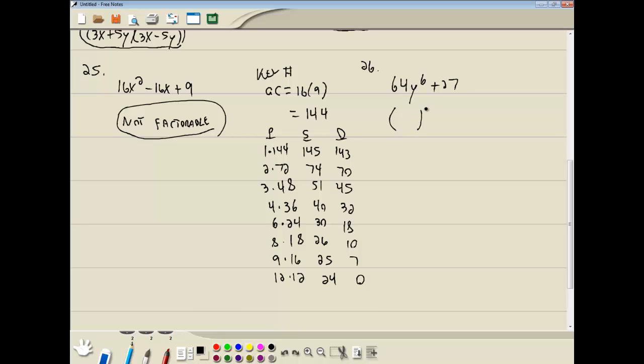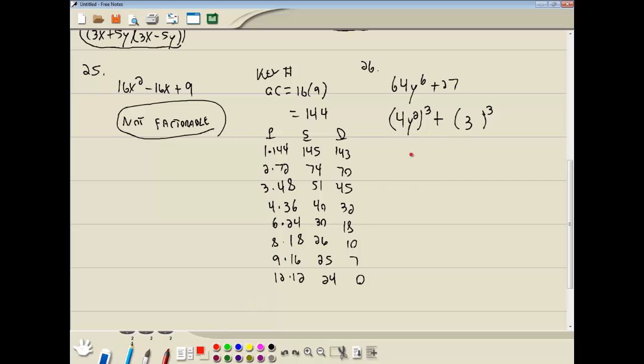So we're going to try to write this as something to the third power plus something else to the third power. Okay, we look at 64 first, and I'm asking myself what times itself 3 times gives me 64. Well, 4 times 4 times 4. Now y to the 6, that would be y squared. Now remember the trick for that. You take whatever's power is here, you divide by this one. 6 divided by 3 gives you 2. Now for 27, 3 times 3 times 3 gives you 27.